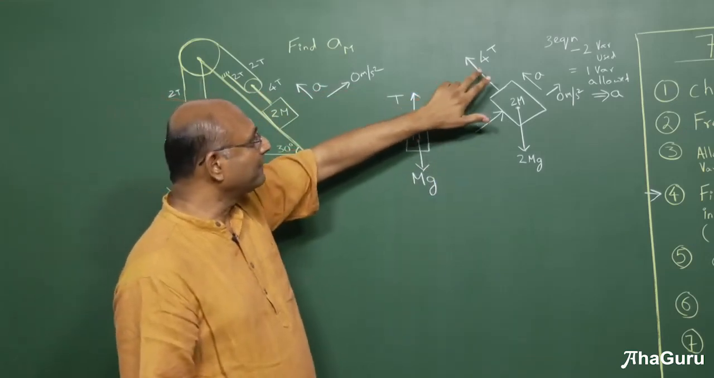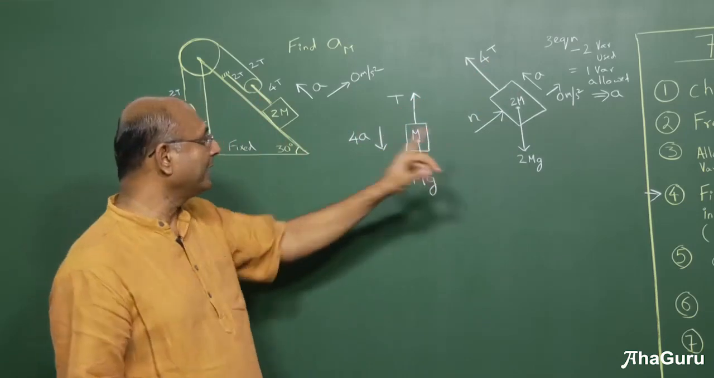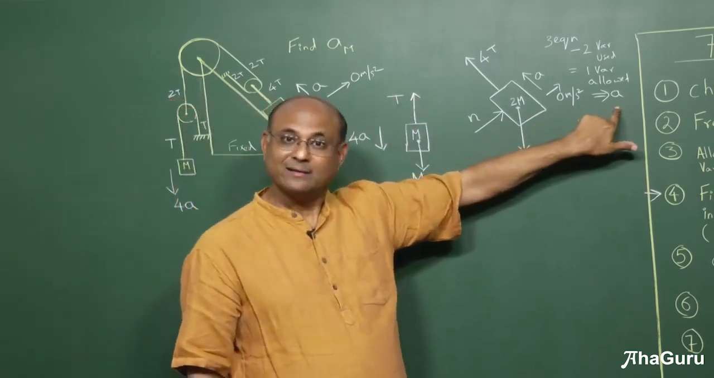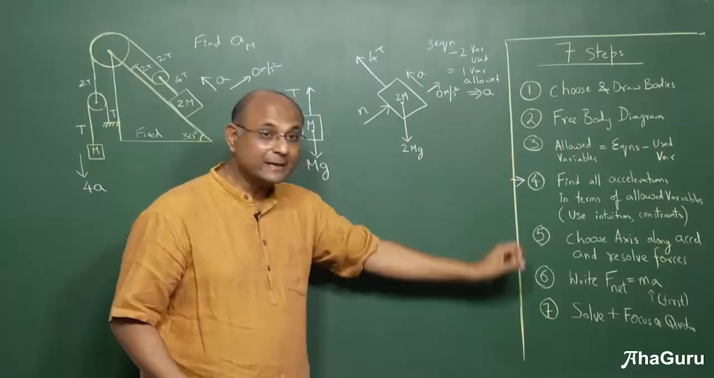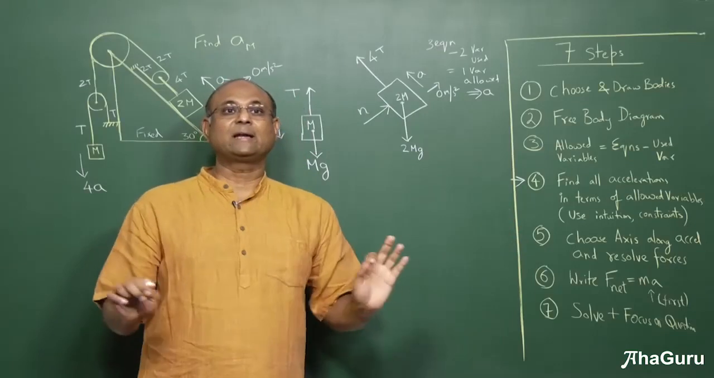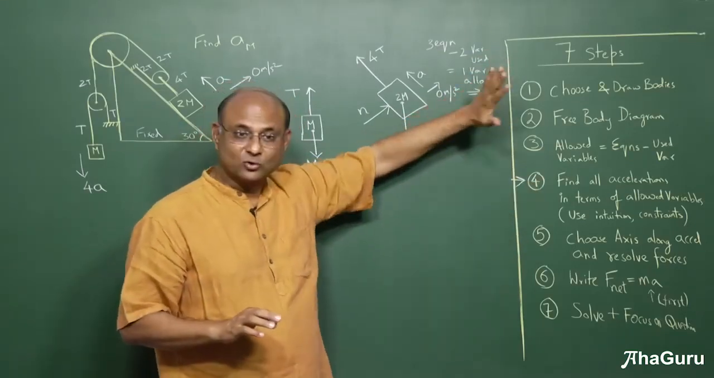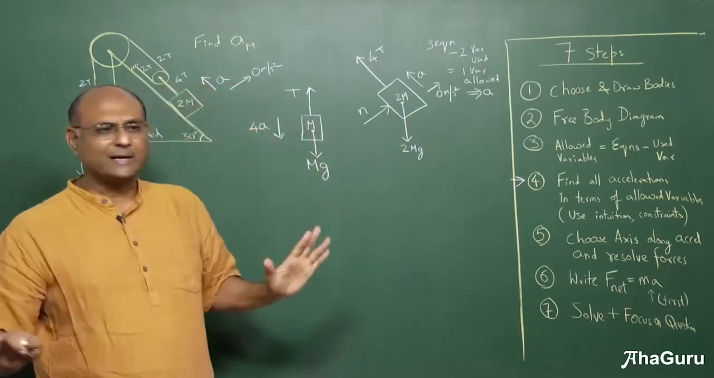What I want you to keep in mind is we calculated this was 4T, we also found out that it was A and 4A. So have we found all the accelerations in terms of A? Yes, just one variable is allowed. So step 4 is done. This step is where your creativity must be at the maximum. Before this, don't think. After this, don't think. Now just let's do it systematically.